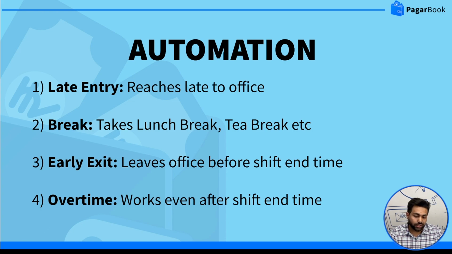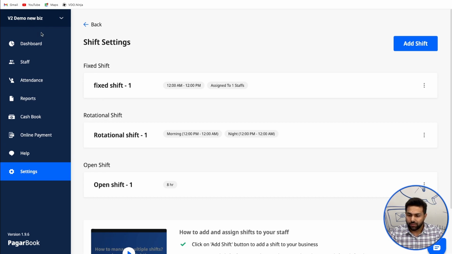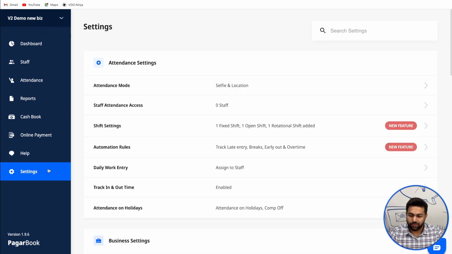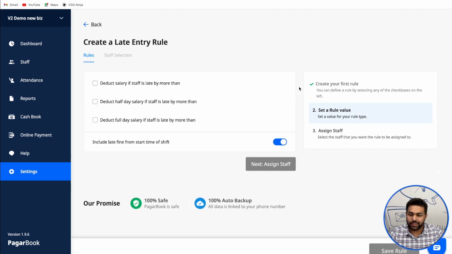And we also have overtime. So what is overtime? Basically, when staff works after the shift end time, that is what we call overtime. So let's suppose we go to our software, we go to settings, and here we go to automation rules. You can see there are 4 different rules, but first we will understand late entry rules. So I will go to late entry rules.